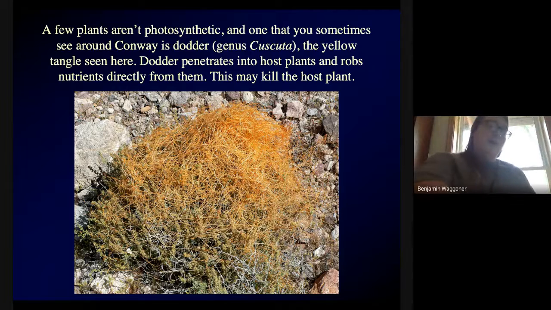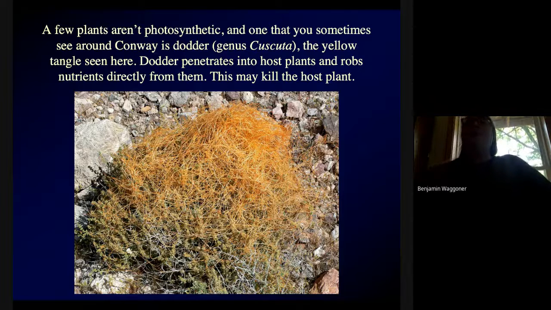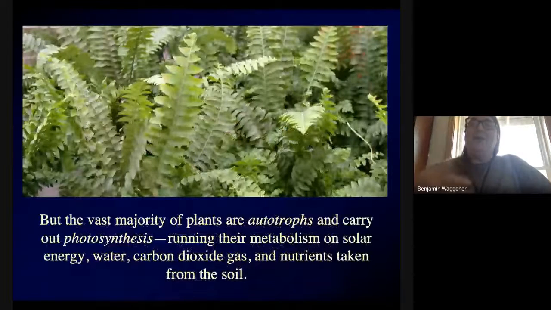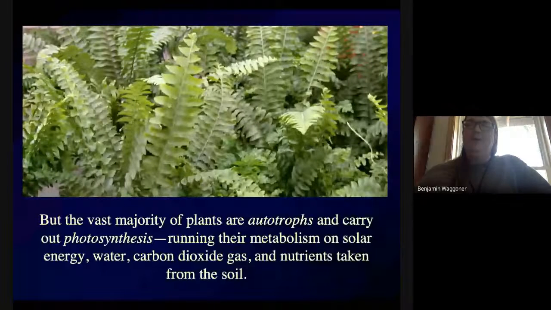I don't know exactly where to tell you to go, but I have seen it in this part of the world. And there's a few others that are non-photosynthetic, but the vast majority of plants are. They carry out photosynthesis, and they are autotrophs. They build up large molecules on their own using small molecules and solar energy.